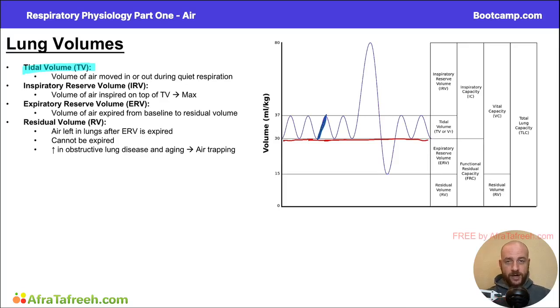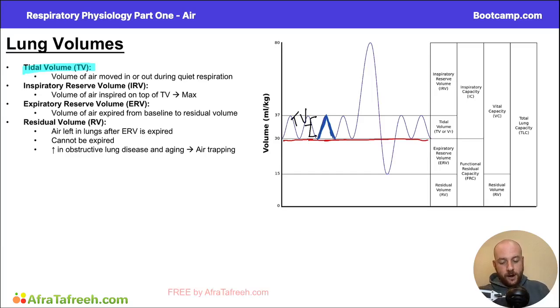And once we've inspired our tidal volume, we also exhale our tidal volume. So this distance right here is also our tidal volume. And so one thing that confuses students sometimes is that they think the tidal volume is the amount of air moved in and out during quiet respiration. That's not true. That would be saying that it's the volume inspired during our normal breath plus the amount expired during our normal breath. So this is not the case for tidal volume. What tidal volume actually is, is the amount of air inspired during our normal breath or expired during our normal breath. So it's just referring to this vertical distance right here. That is our tidal volume.